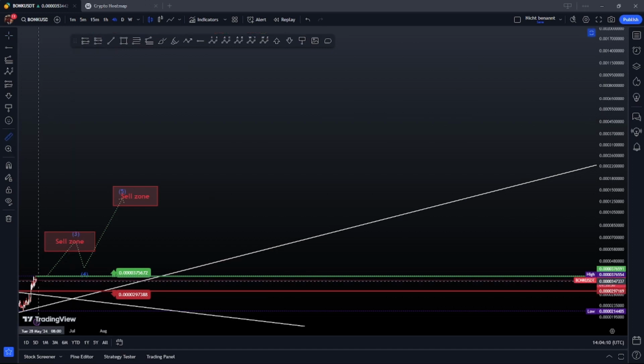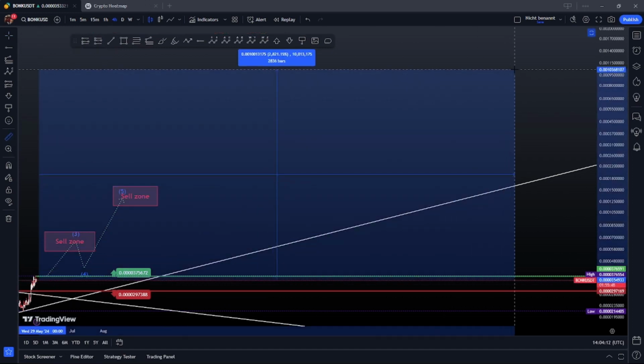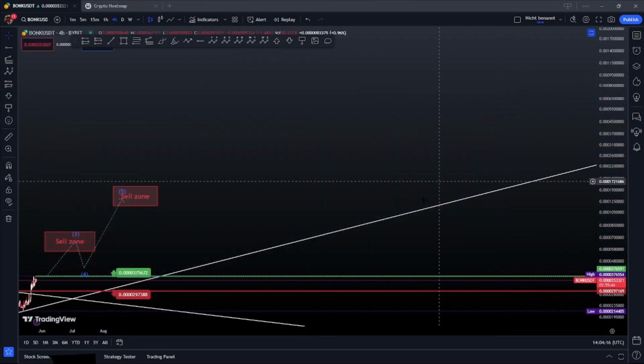Measure such a move, we're going to end up with around 3000%.